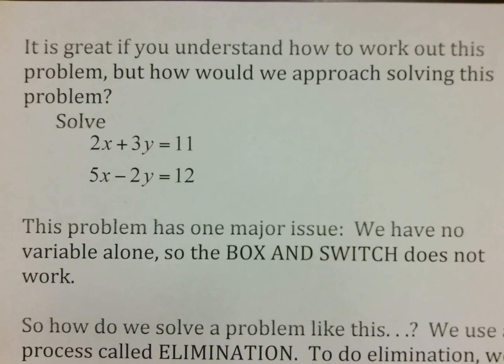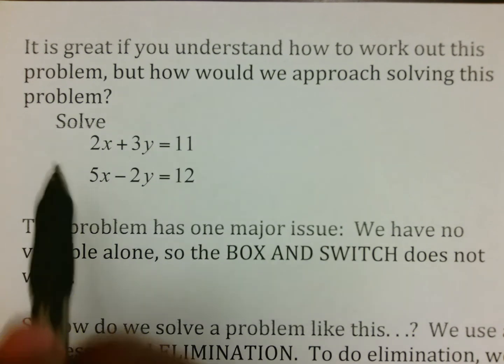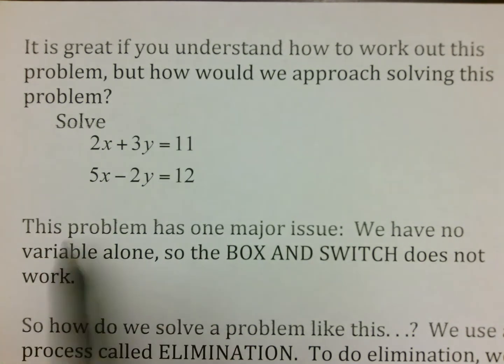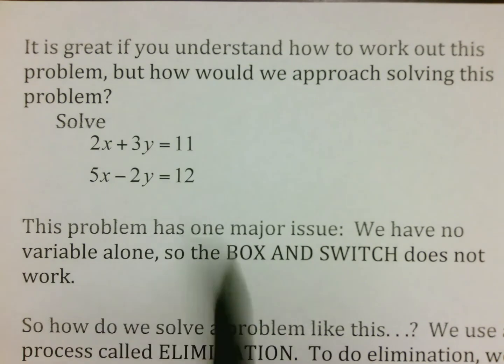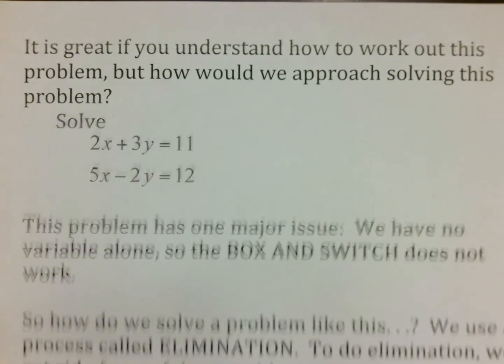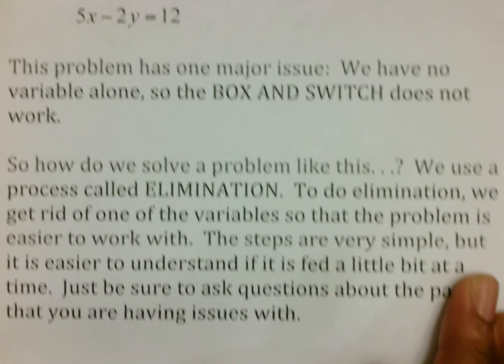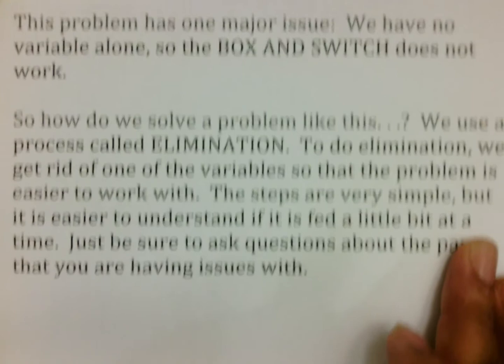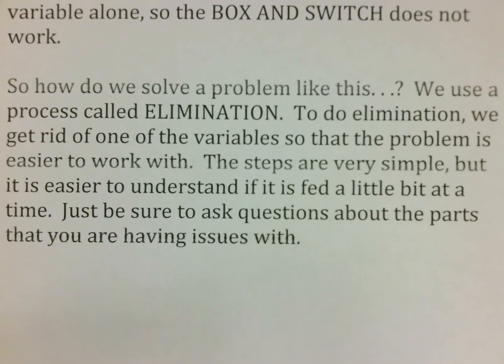The question is, how do we approach solving this problem here? As you can see, if you're reading, the problem has one major issue. Which variable do we box? There is not one variable alone. There's not a variable that's set to be alone. There's a lot of numbers here, and it really doesn't work. And so the question of how we solve a problem like this, we use a process called elimination. To do elimination, we get rid of one of the variables so the problem is easier to work with.